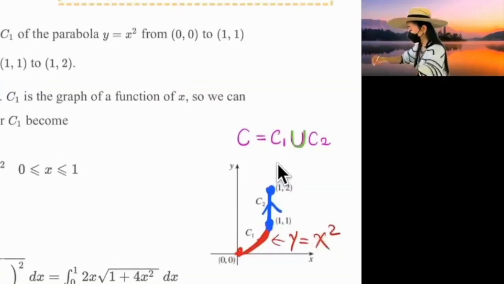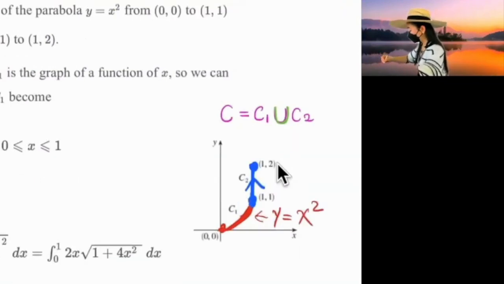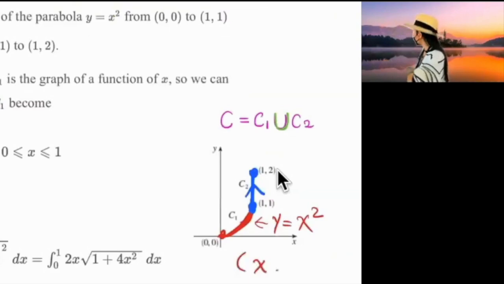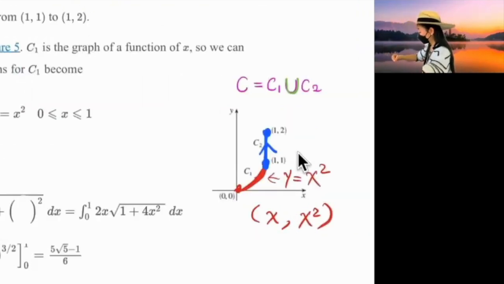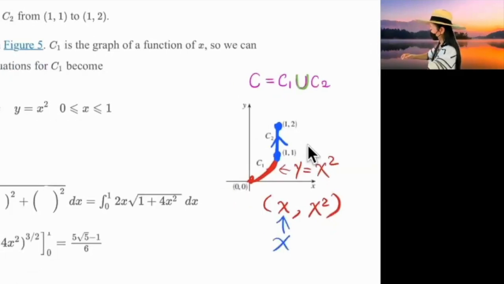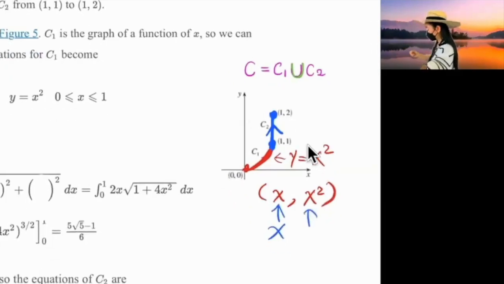So the natural choice to parameterize this curve is to let x be the parameter. For every point on this curve, the first coordinate is x and the second coordinate is x squared. So x equals x, and y equals x squared. The parameter we use for this piece is x, so x equals x, y equals x squared, and x goes from 0 to 1. This will be for C1.